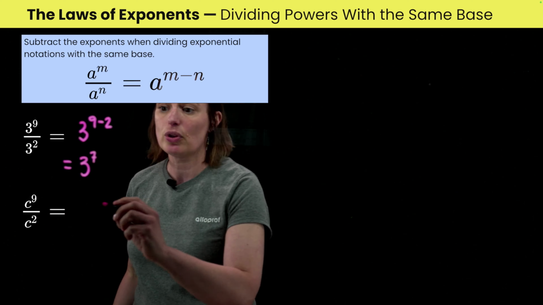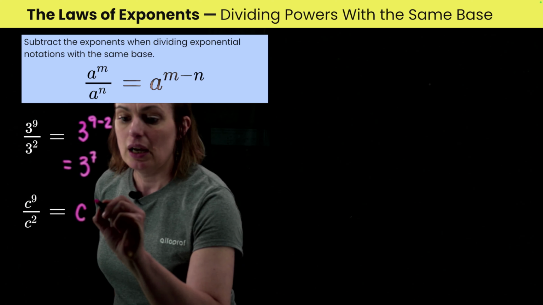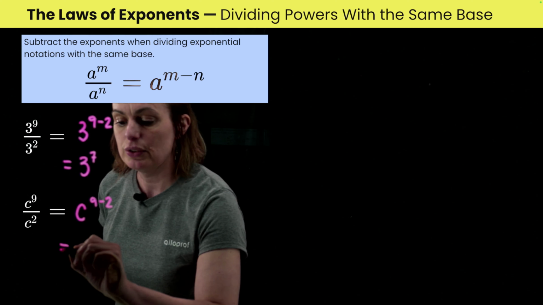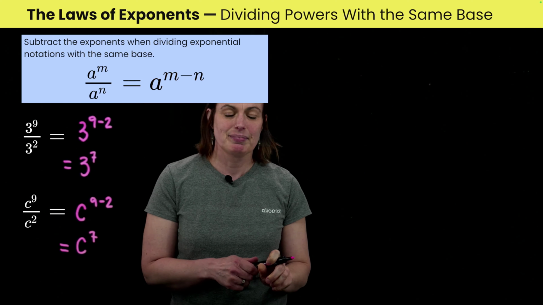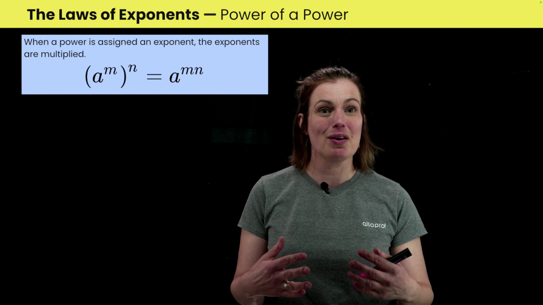We've got c both on top and on the bottom. So in this case, my c, it's going to be c to the exponent 9 minus 2. And that is going to give me c to the exponent 7. Just like that. All right, so now we're going to look at power of a power.